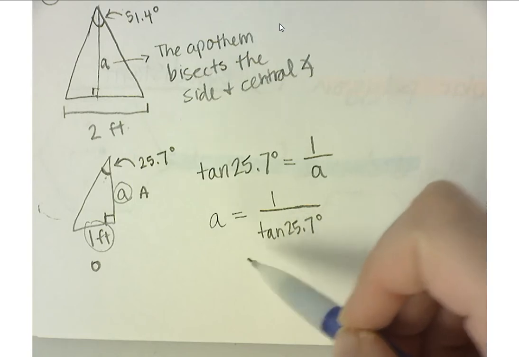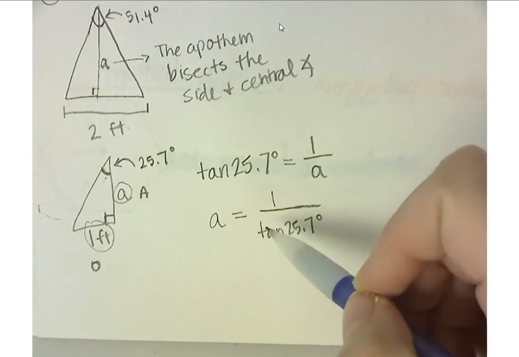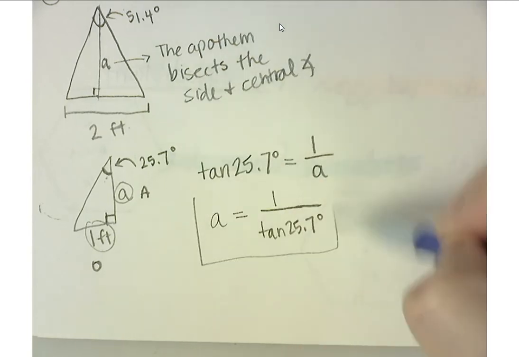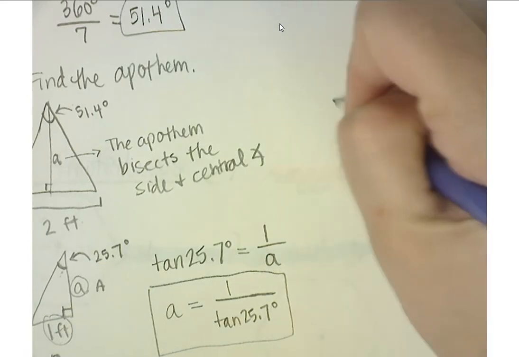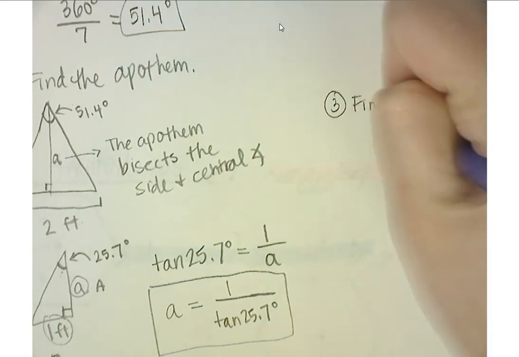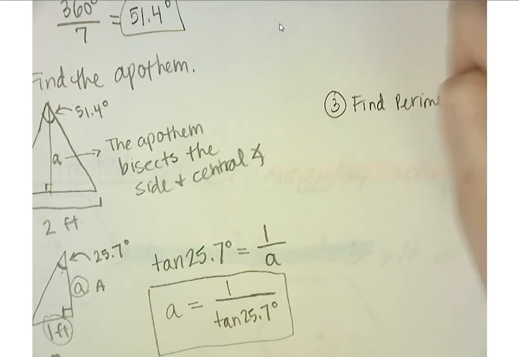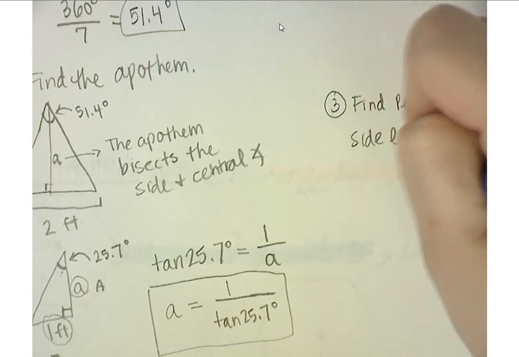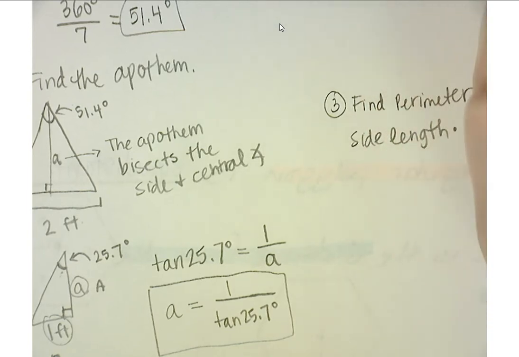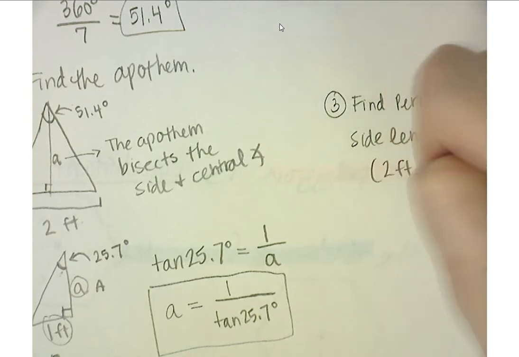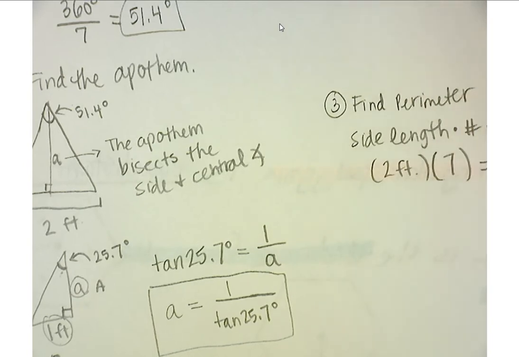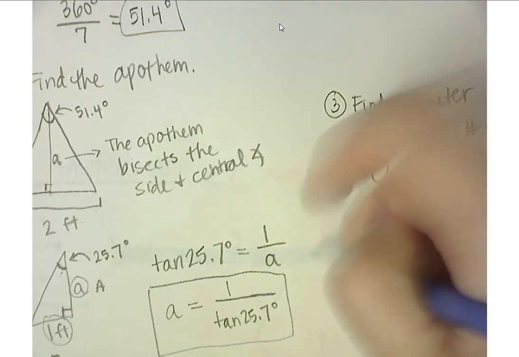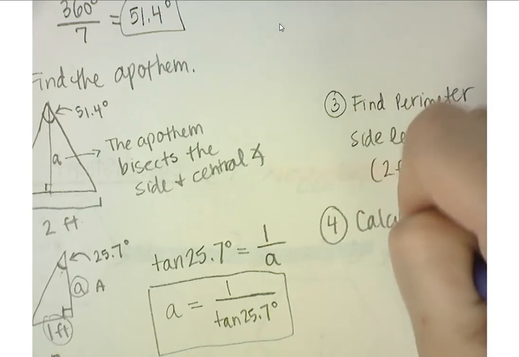Now that we know this is our apothem, we really don't want to round it until the very end. So we're going to keep this as our apothem for right now. Then we go to step 3, where we find the perimeter. In this case, the perimeter is simple to calculate. It's just your side length times your number of sides. Our side length is 2 feet, and there are 7 sides, so this would be 14. So now we can calculate the area.